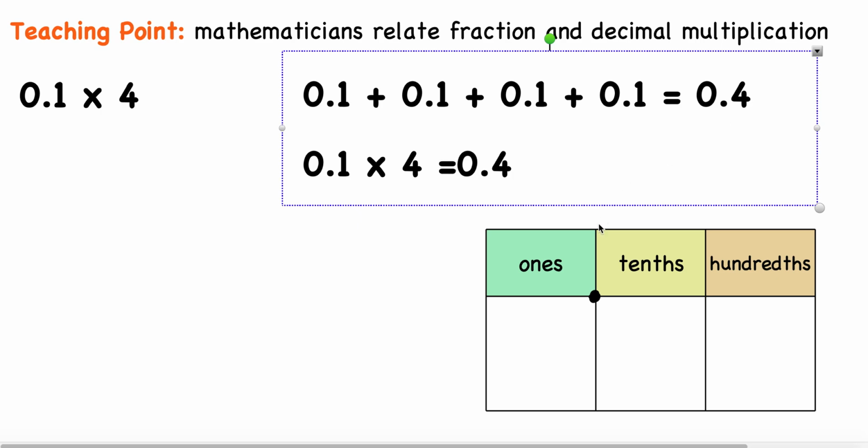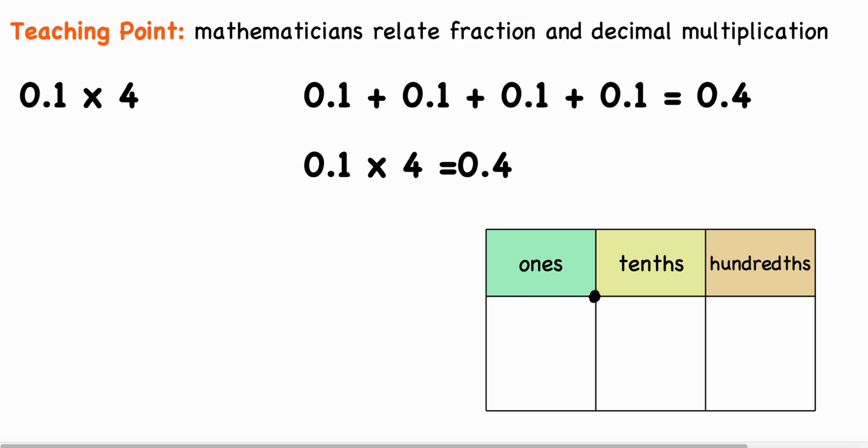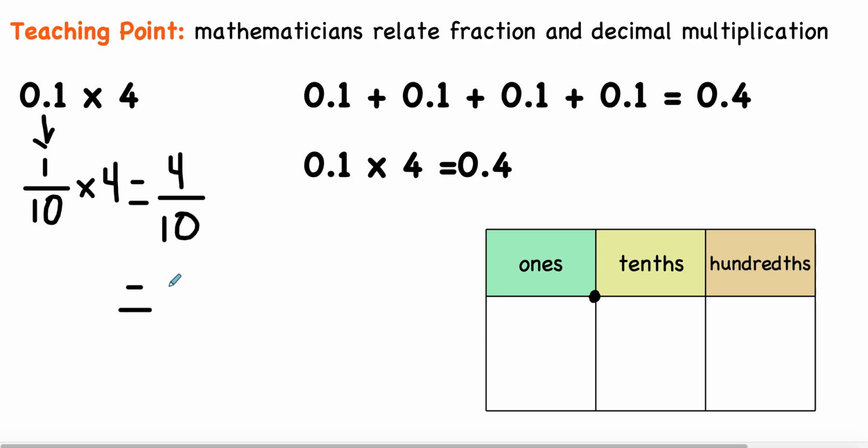If I wanted to connect this to fractions, I can think of the 0.1, the 1/10, and write it as a fraction, 1/10, and do 1/10 times 4. In fraction multiplication, I've been learning that I can write 1/10 times 4 as 4/10. And then if I wanted to write that as a decimal, I would write 4/10 as 0.4.